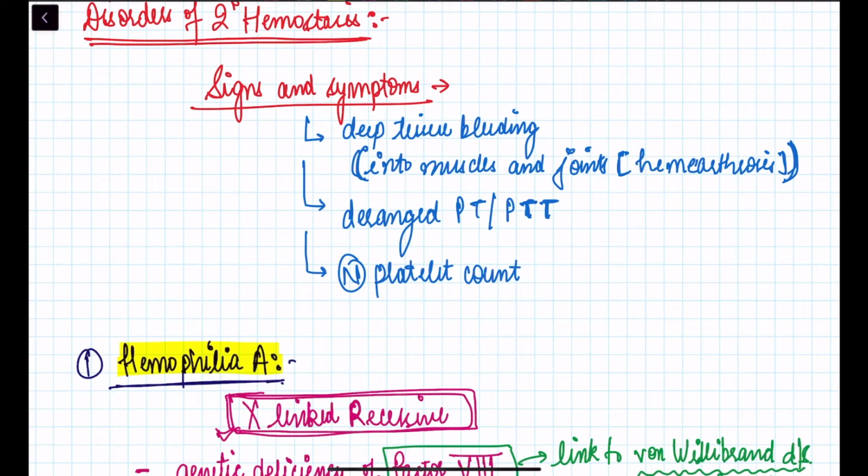Mucosa is superficial. I say superficial because mucosa is towards the lumen side. Therefore, I call it superficial. But in secondary hemostasis, there is deep tissue bleeding. For instance, bleeding into a muscle or bleeding into a joint, which you might have heard as hemarthrosis. So there will be normal platelet count, normal bleeding time, but the clotting time will be increased, and there will be deranged prothrombin time or PTT depending upon the pathway.